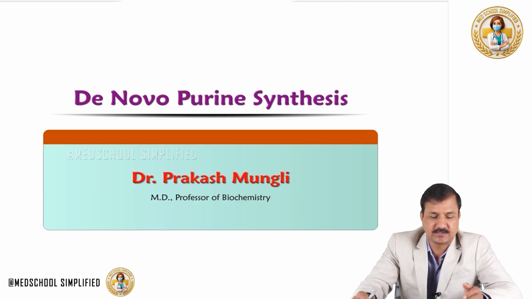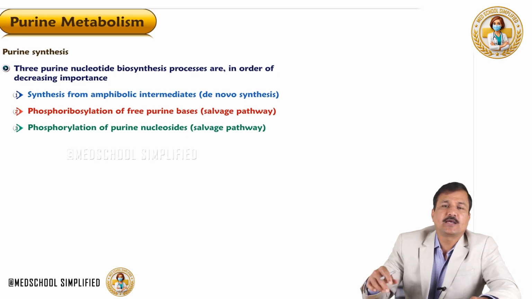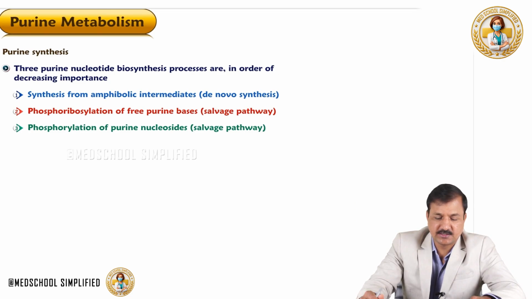In this lecture, I will be going over de novo synthesis of purine nucleotides. Let's get into the details. Now the purine synthesis can be broadly classified into three major ways that we can synthesize purines in our cells, in a decreasing order of importance.